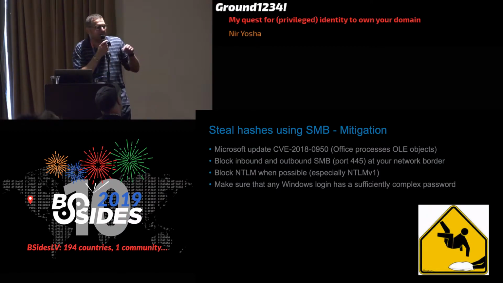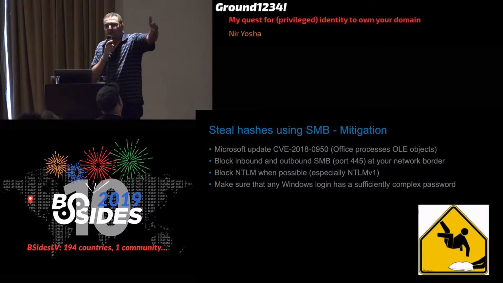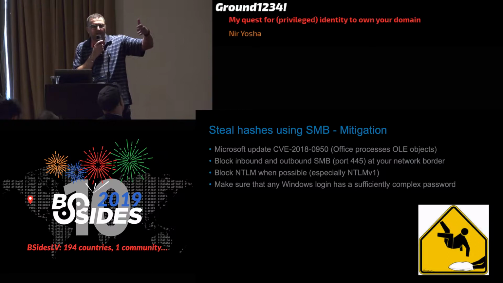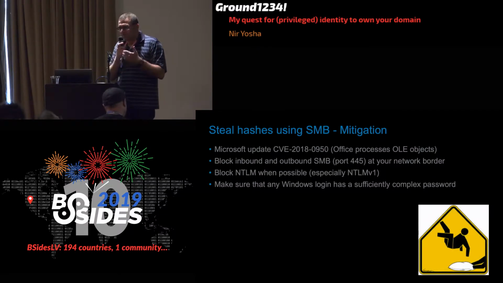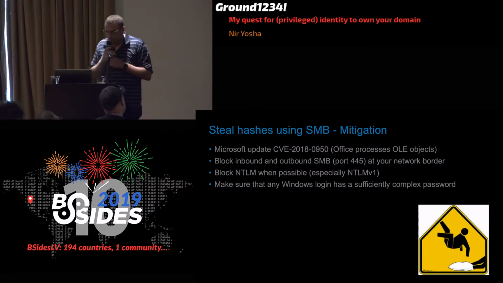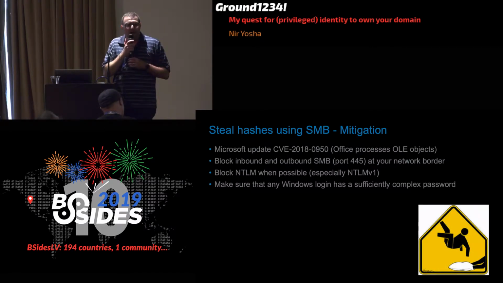And block it on the endpoint as well, because the clients can take their laptops home, and then when they're looking for their email at home, the egress filtering rules are not in effect anymore. They're not going to block them. So make sure that the endpoint is blocking port 445 outbound as well. And make sure that Windows login has a sufficiently complex password, because at the end of the day, that's going to make the bad guy's life harder when they're trying to crack your passwords.